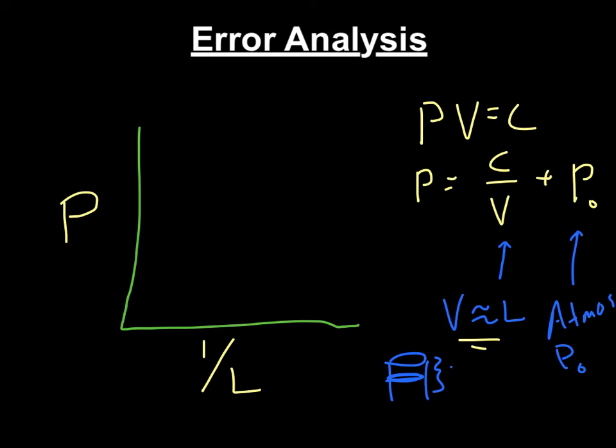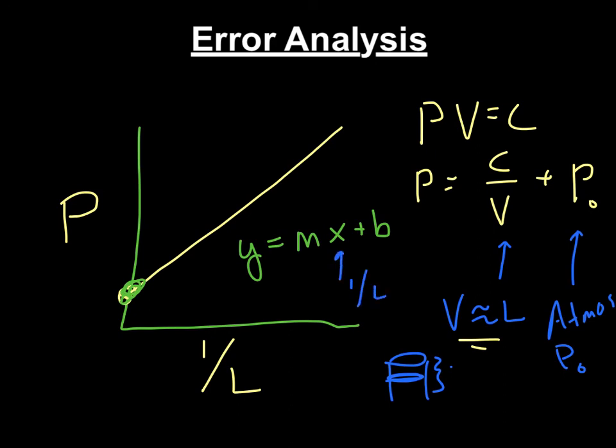And if you graph this, you'll get a line, and this offset right here. So if you graph y equals mx plus b, this offset, and it's actually going to be negative b, but that's okay, the same formula applies. Let's double check: pressure is on the y, m is going to be this constant right here, x is 1 over L, and then b is what you're looking for. That is your barometric pressure, because that's the offset.